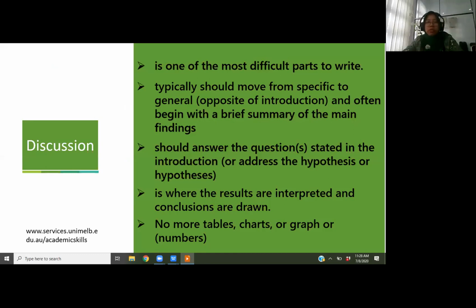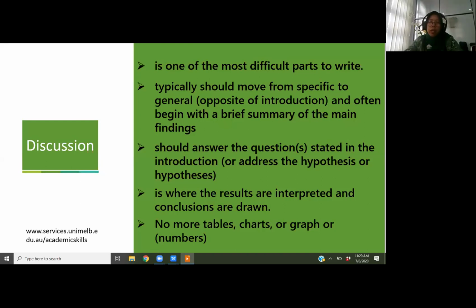And it should revert back to the theories or the findings from previous research. And usually it typically moves from the general to the specific one, and it often begins with a brief summary of the main finding.